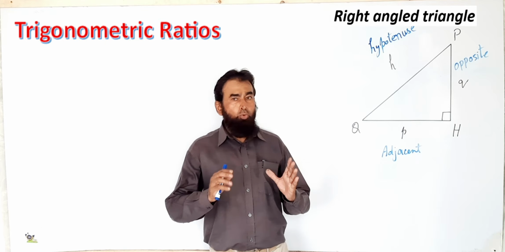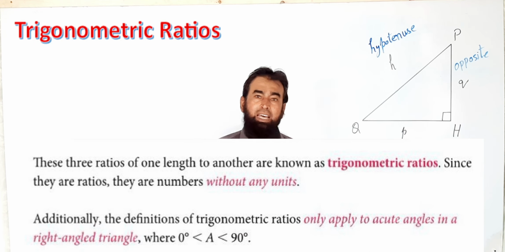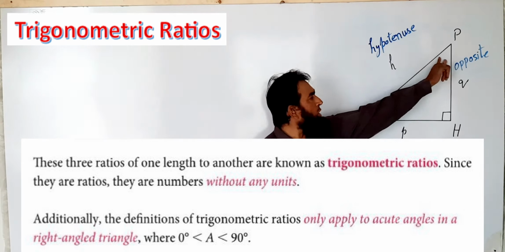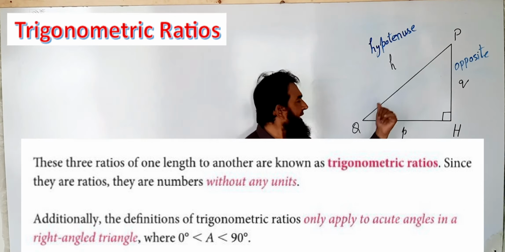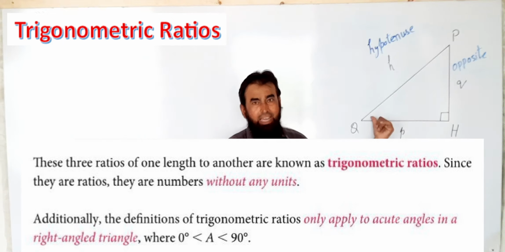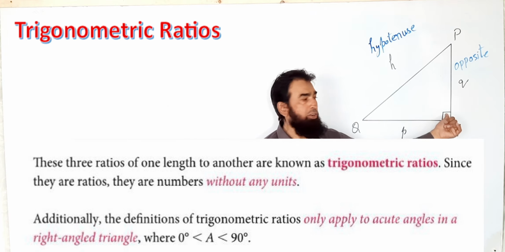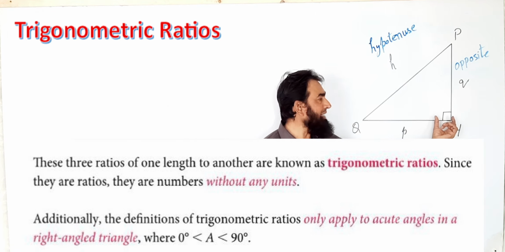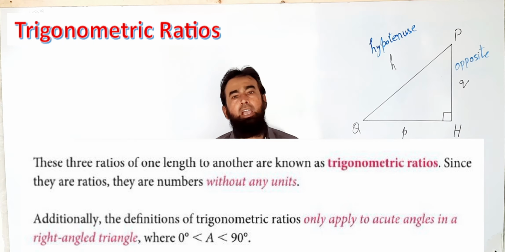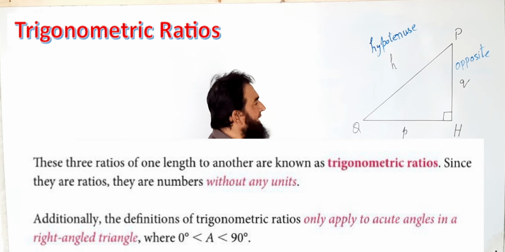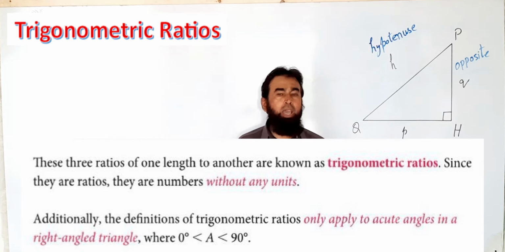Another very important thing which you must keep in your mind is that the definition of the trigonometric ratios only applies to the acute angles of the right angled triangle. Here in this right angled triangle, angle P and angle Q are the acute angles, and this is the right angle, meaning the angle of 90 degrees. The rest of the two angles are acute angles. So whenever we talk about trigonometric ratios, we will take the reference of either angle P or angle Q. Now how are we going to apply this?